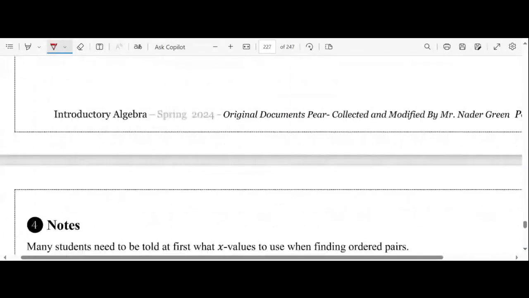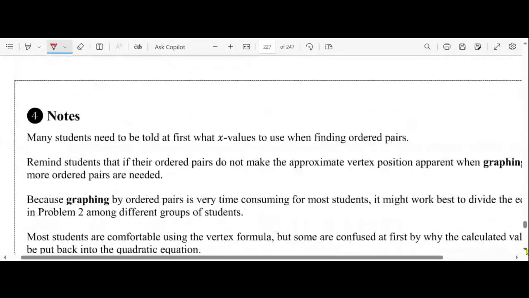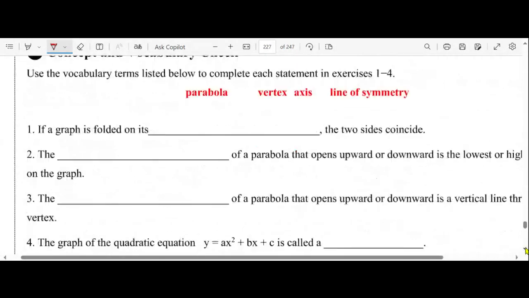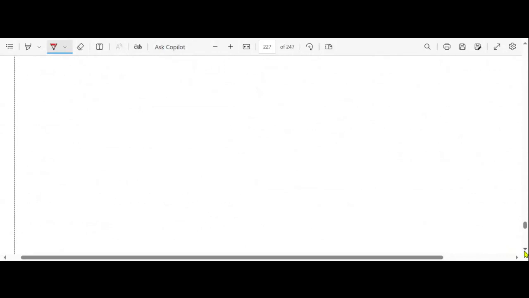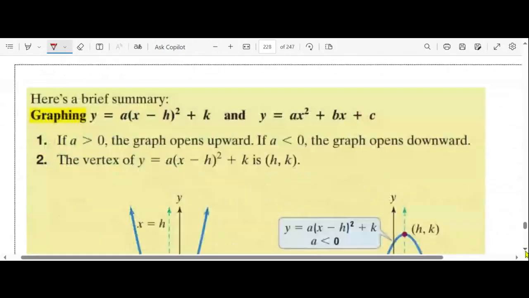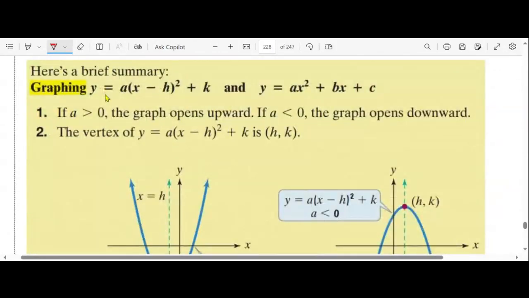Let's go to some examples. Remember this classwork, you need to do that. Here is a brief summary, okay? Graphing y equal a(x minus h) all squared plus k. We can graph it using this way, okay? Or you can use the regular equation, okay?